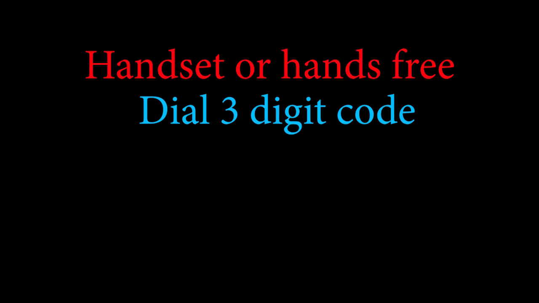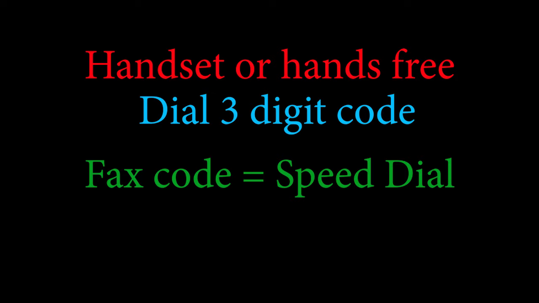So just to review, you can either pick up the handset or hit the speed dial button, the green button as mentioned, and dial the 3-digit code that goes along with that particular prison. Those are all in the reference manual in red. Remember, the speed dial and the fax code are the same.